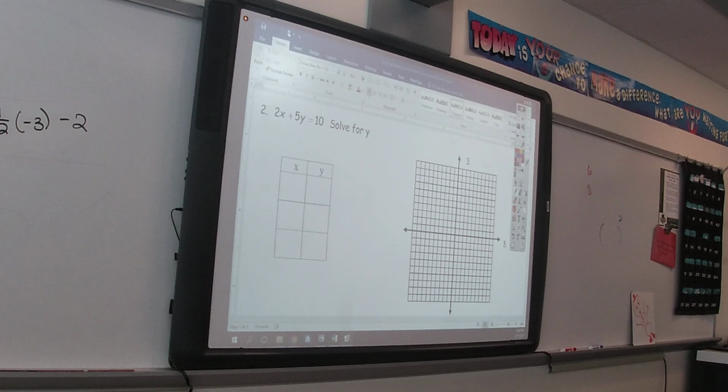Anything weird about what this looks like? 2x plus 5y equals 10. Does it look like the other problems we've been talking about? Oh, it did not. It doesn't say y equals. What does a function rule say? Y equals or f of x equals, and this does not say that. So we want to solve this for y.